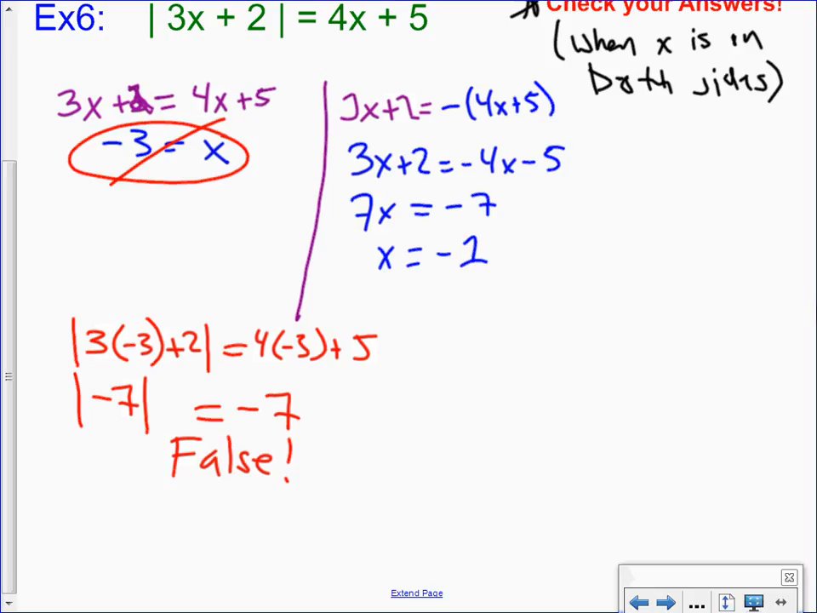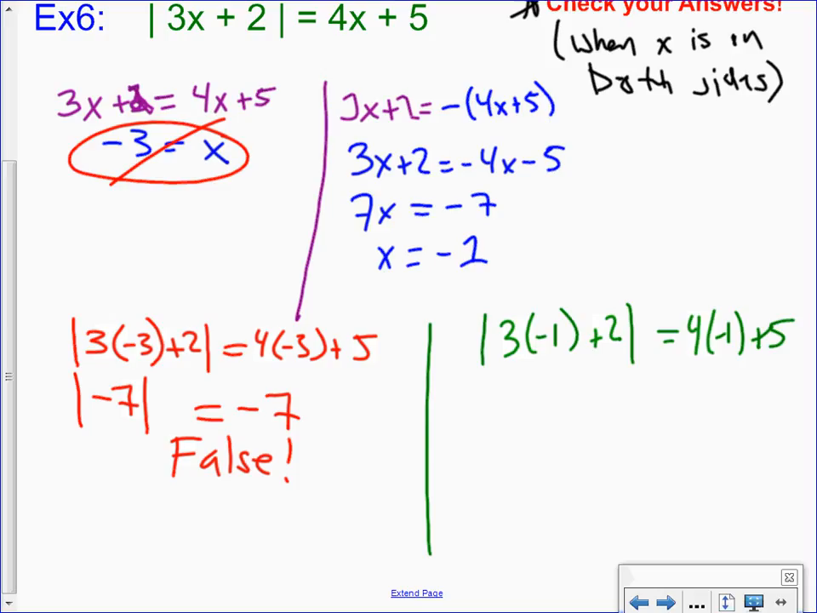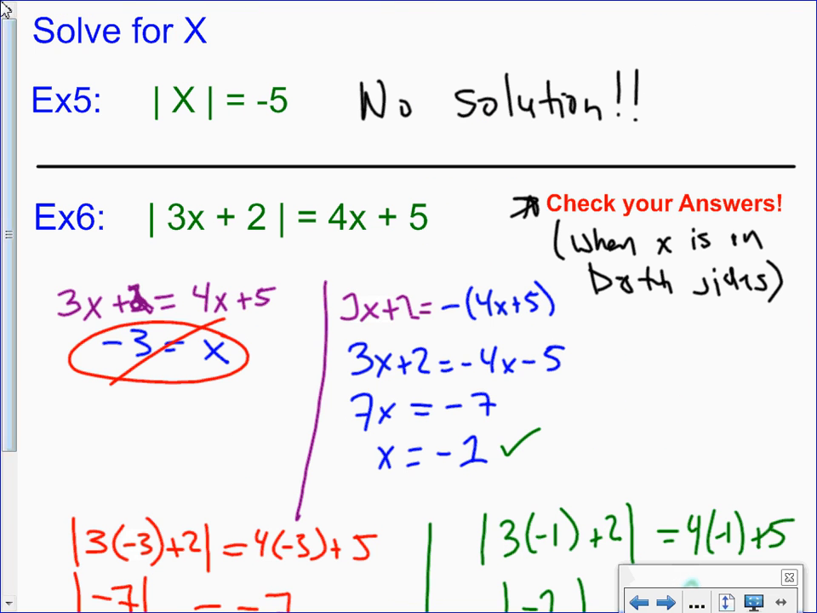If we check the x is equal to negative 1 part, we got absolute value of 3 times negative 1 plus 2 isn't equal to 4 times negative 1 plus 5. Right? 3 times negative 1, negative 3 plus 2 is negative 1. And then negative 4 plus 5 is 1. Is that true? Yeah. So this checks out. So the moral of the story, my friends, is check your answers. The only solution to this thing is negative 1.